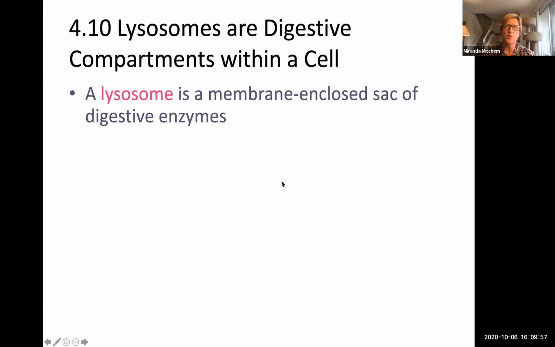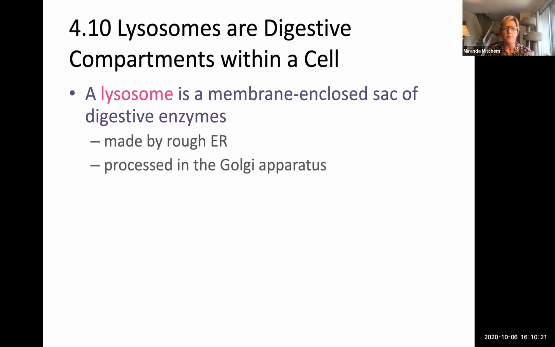So lysosomes are digestive compartments containing enzymes, acidic material that help to break down materials. So a lysosome is like a chemical digestion. It is made by the rough endoplasmic reticulum, so that's part of the job of the rough ER, but they are processed in the Golgi, right? Because that's the job of the Golgi, is to really process everything that's moving around in the cell.